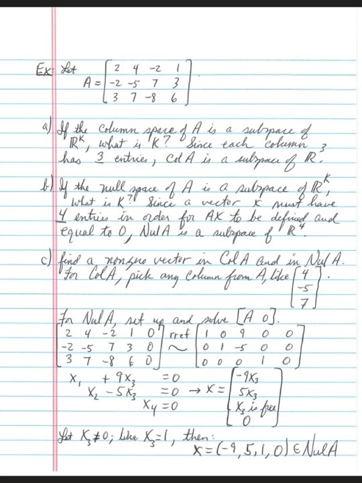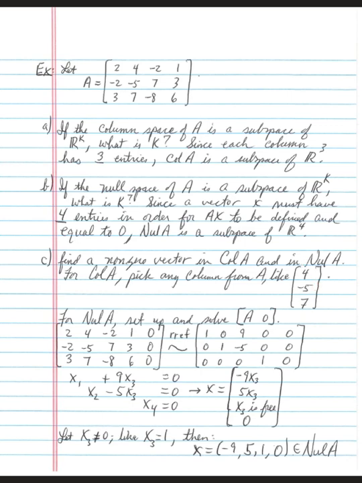Now you will want to make sure you pick a column that's not all zeros. So like if, say, this one was all zeros, you wouldn't want to pick it. Alright, so for part C, pick any column from A. Again, I chose the second one.